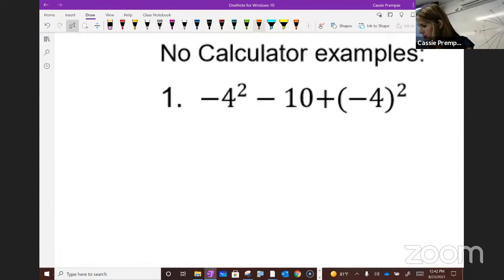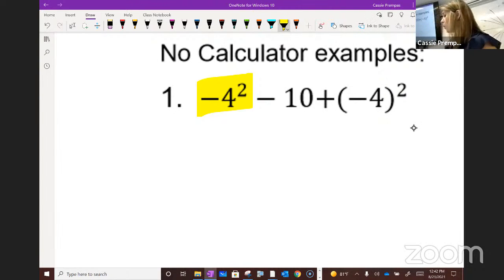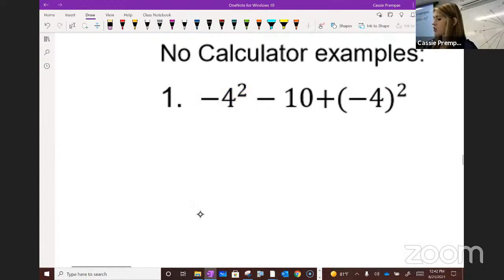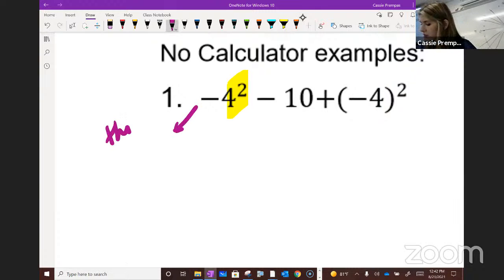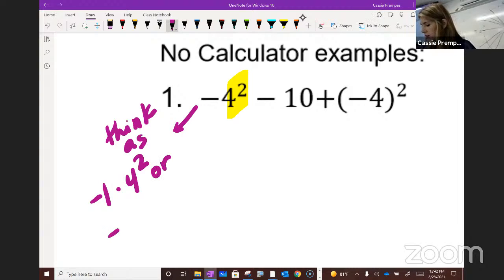Right away here, this is one of the most common mistakes that I see in Algebra 2. This is really read as the opposite of 4 squared, or you could read that as -1 times 4 squared. What you have to recognize is that you are actually performing the operation of the exponent before you're applying that negative. In fact, I could think of this as -1 times 4 times 4. But the square is being applied to the 4, not to the negative.